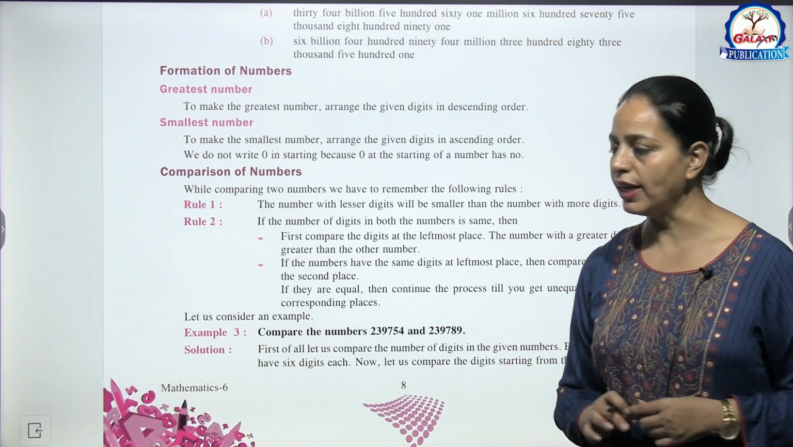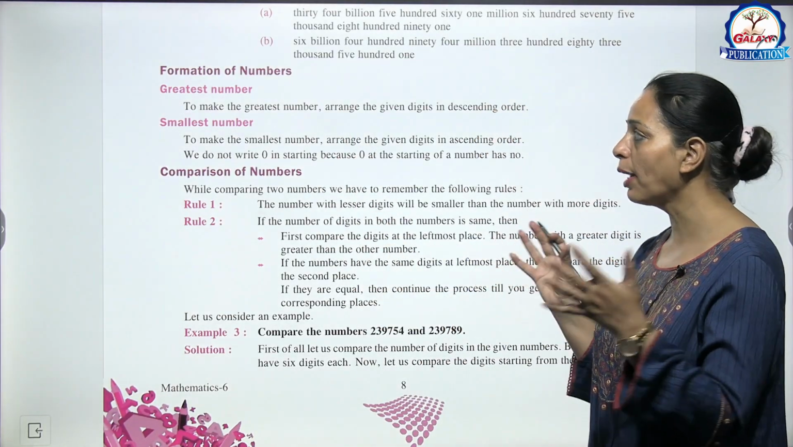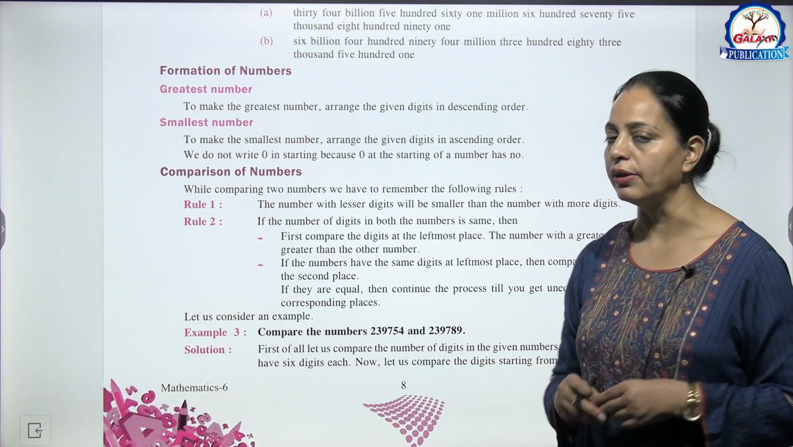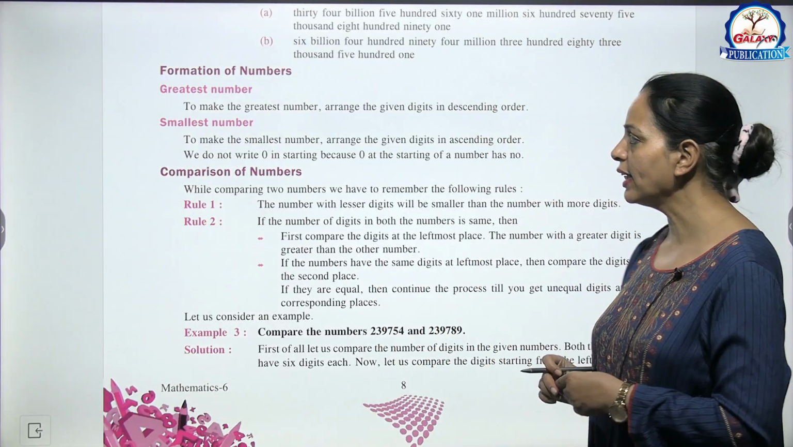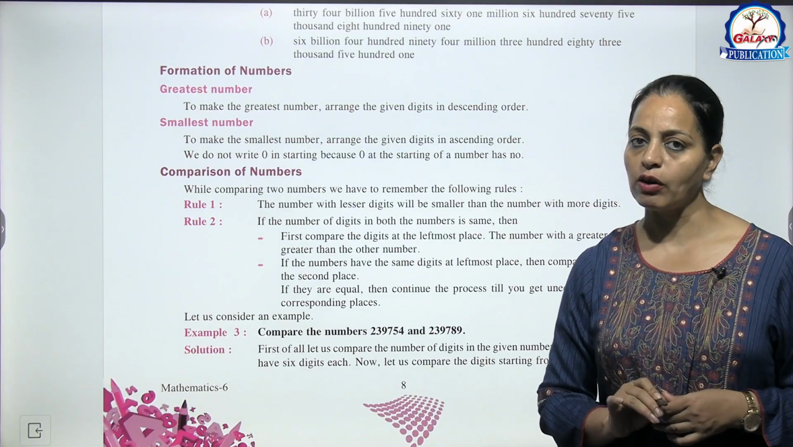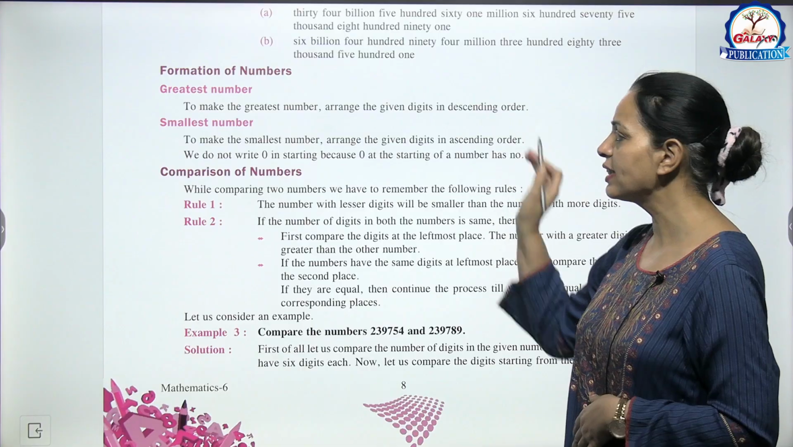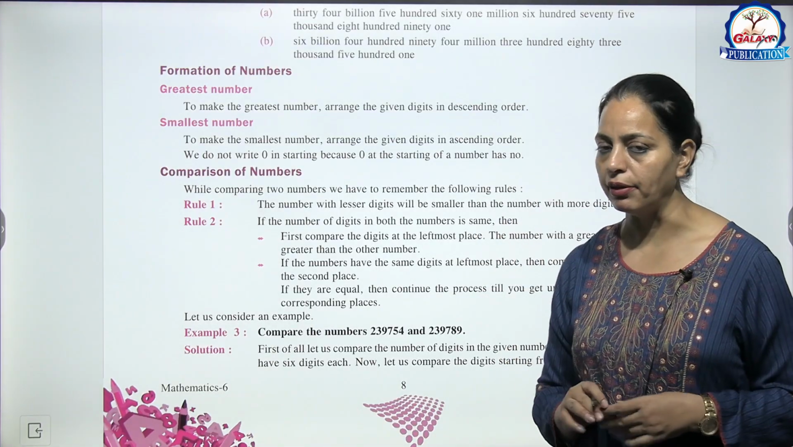Now come to next. We are talking about formation of numbers. अब हमें numbers बनाने हैं, like greatest number, smallest number. See the first one, greatest number. To make the greatest number, arrange the given digits in descending order. जो भी digits हैं उनको हम arrange कर देंगे descending order में, then we will get a greatest number.